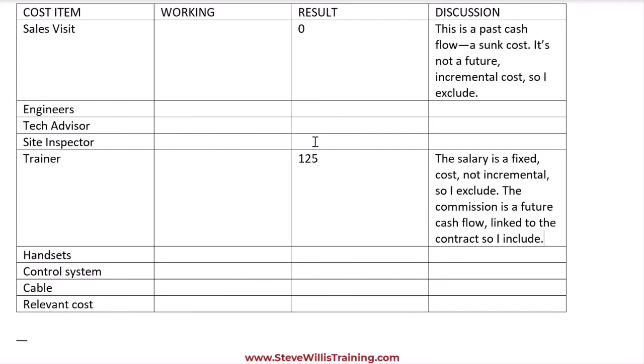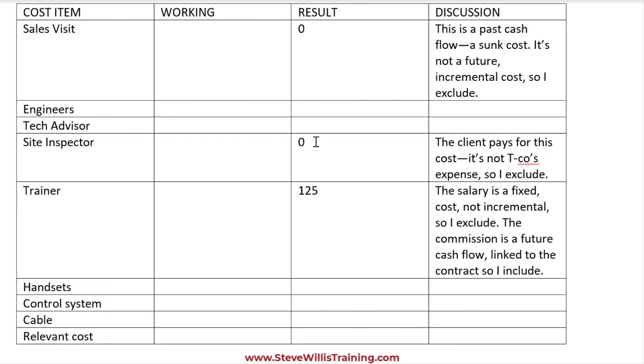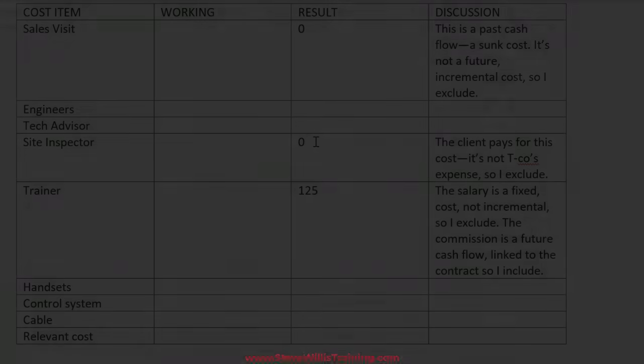Okay, Site Inspector is 0, the relevant cost. Okay, here you have to read carefully for details. And the client pays this. The client pays for the Site Inspector. So it is not TCO's cash flow. Okay, so the client pays for this cost. It's not TCO's expense, so I exclude.